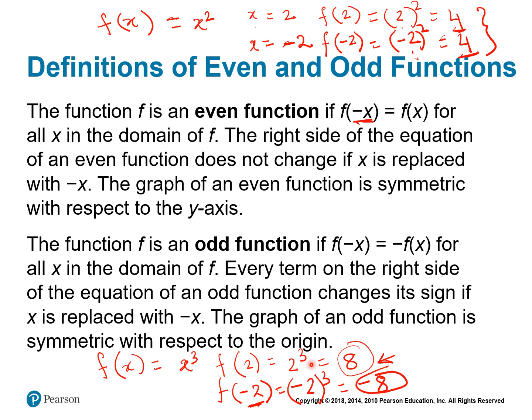Now, here there was only one term in our function. If there are more terms in the function, then every term must change its sign in order for it to be determined as an odd function.